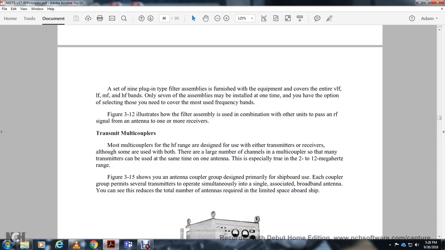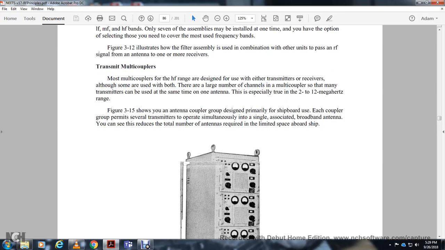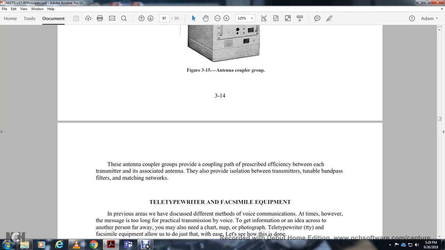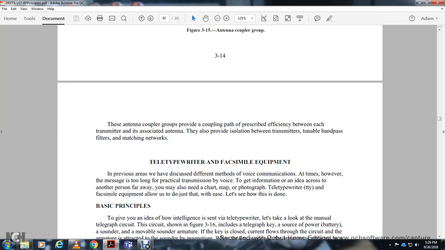Figure 315 shows the antenna coupler group, designed primarily for shipboard use. Each coupler group permits several transmitters to operate simultaneously into a single associated broadband antenna. You can see that this reduces the total number of antennas required where space aboard ship is limited. The antenna coupler provides a coupling path for efficiency between each transmitter and its associated antenna, and also provides isolation between the transmitter tunable band pass filters and matching networks.